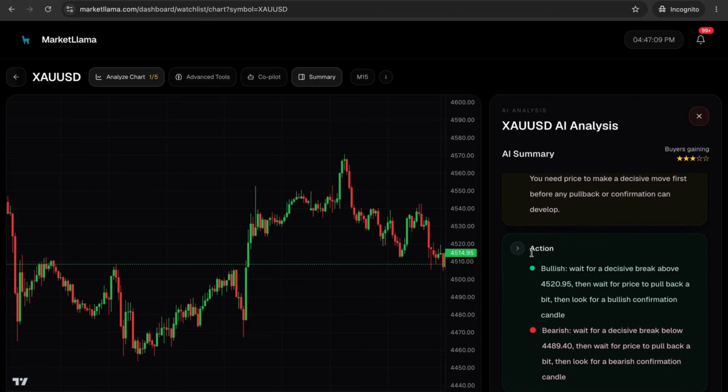Action, bullish, wait for a decisive break above 4,520.95. Then wait for price to pull back a bit. Then look for a bullish confirmation candle. Bearish, wait for a decisive break below 4,489.40. Then wait for price to pull back a bit. Then look for a bearish confirmation candle.